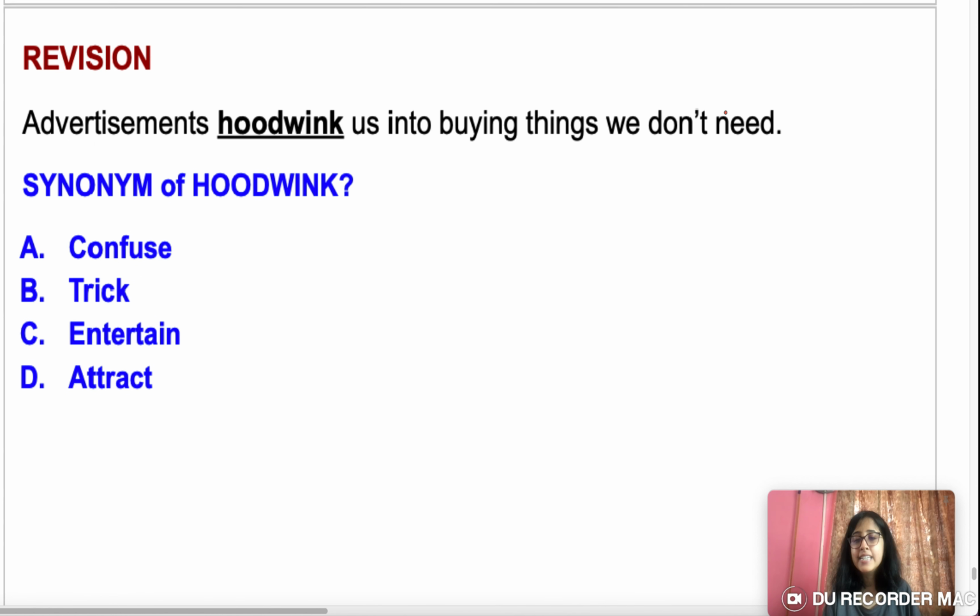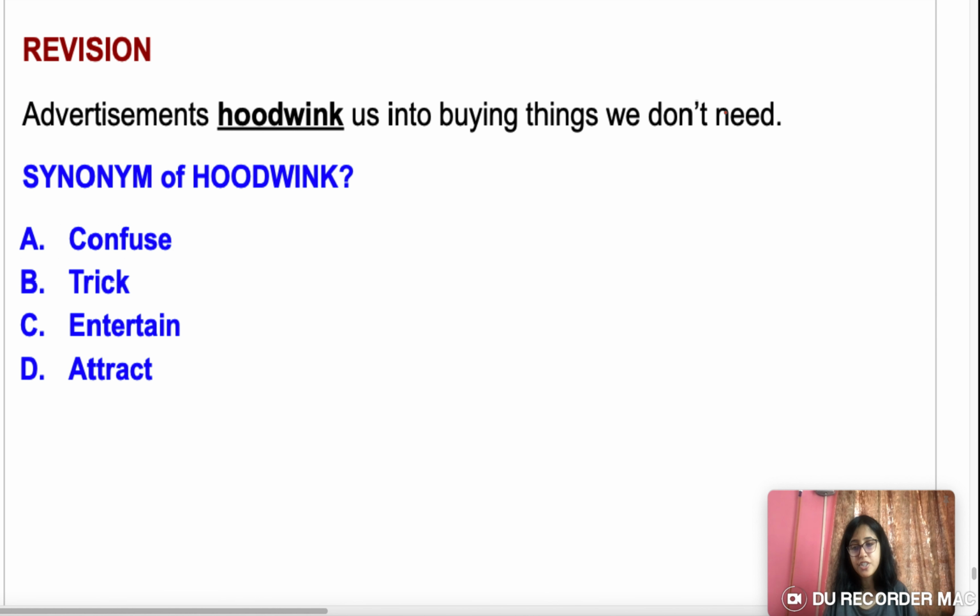Okay, next. Now we will solve some revision questions, that is we will revise some of the words that we have learned in our previous session. So look at the first one. Advertisements hoodwink us into buying things we don't need.